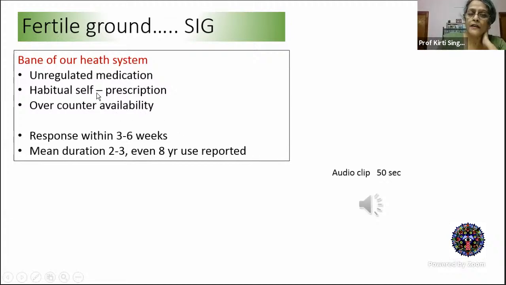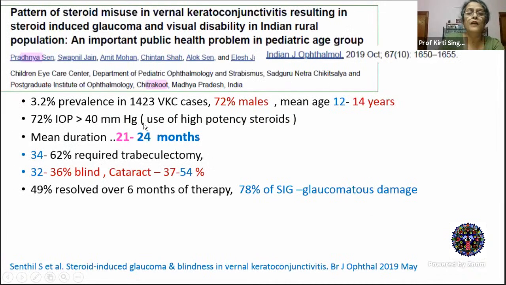So this unregulated medication, habitual self-prescription, and over-the-counter availability is the bane of our health system. And many of these steroid drops have a response within 3 to 6 weeks, with a mean duration ranging from 2 to 3 years of use, sometimes within weeks. And even one study from North India reported 8 years of use in a patient who came to them with steroid-induced glaucoma. A very interesting study from the rural group from the Chitrakoot Center.